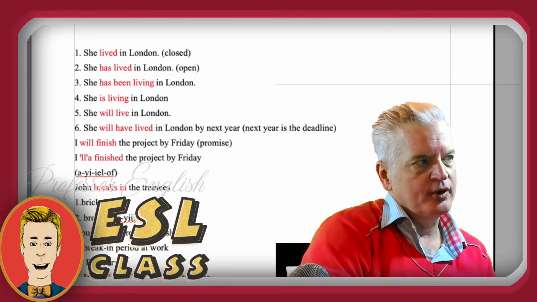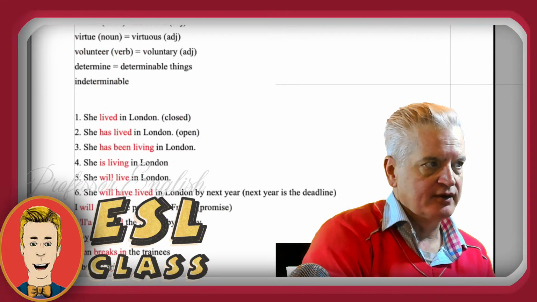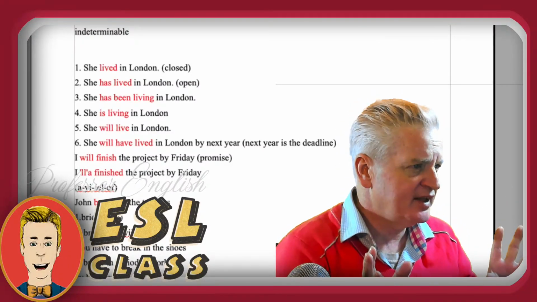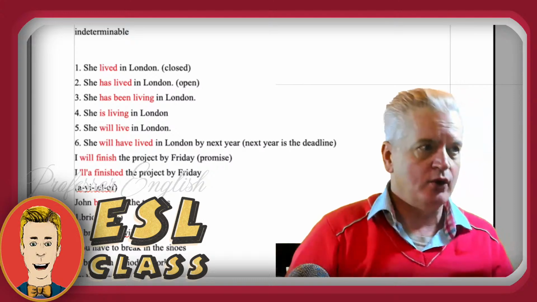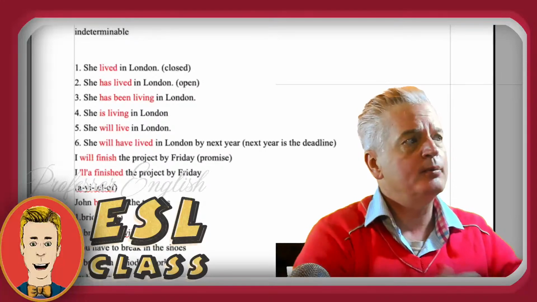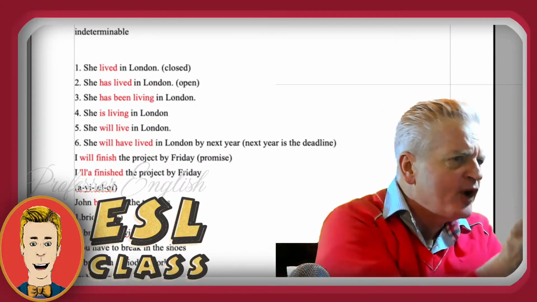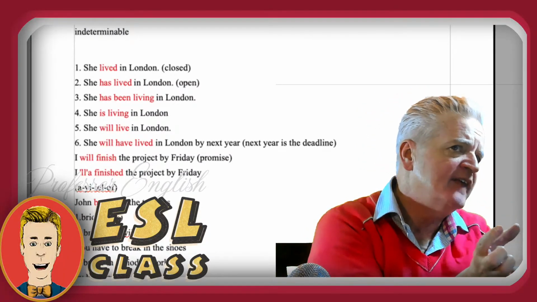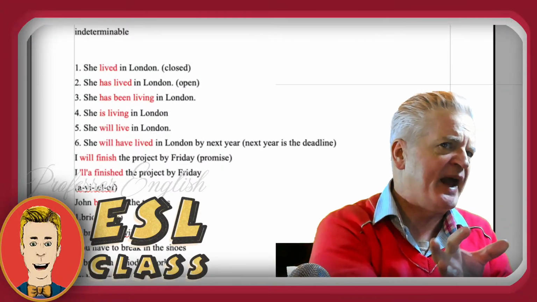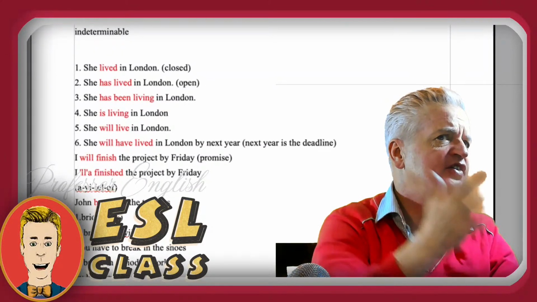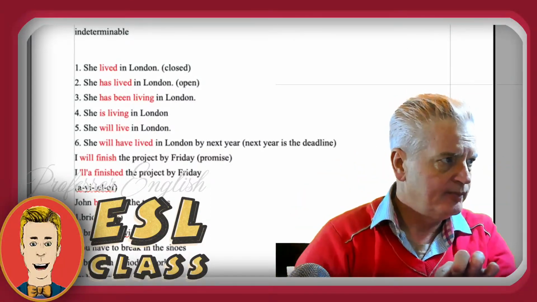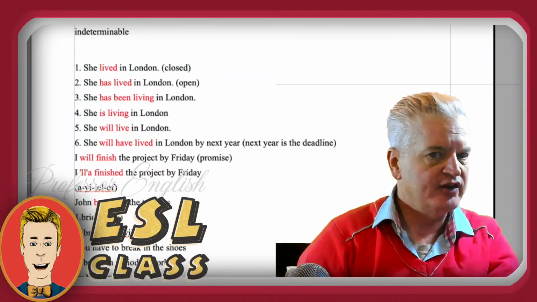Okay, now if we look at number 3, she has been living in London. What do you think about that? Is that open or closed? Because I think it's a good idea if you think about verbs as being open or closed. Number 1 is closed. She lived in London. Number 2 is open. She has lived in London. That present word, has, that makes it open. So the lived part means it started in the past, and the has part means that it's still open. It doesn't mean now, but it means starting in past, open. Has lived: has, open; lived, started in past.